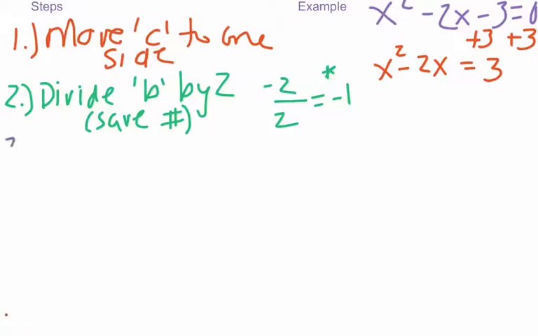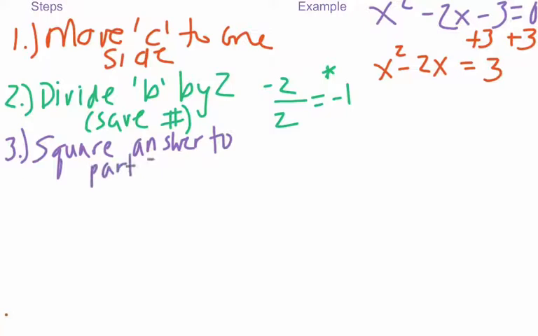Step number 3 also will not be a surprise. You're going to square the answer to step 2. And so we're going to do -1 squared, and that's going to give us a +1. That's not super clear there. So that equals 1.